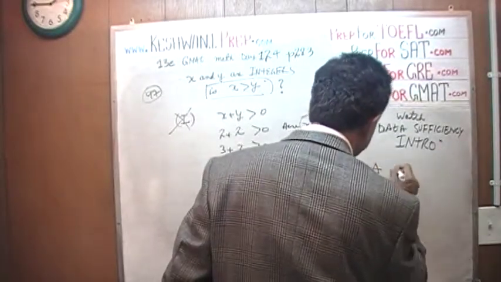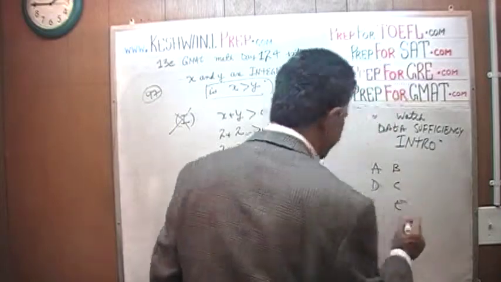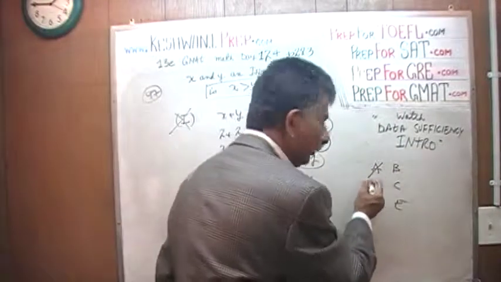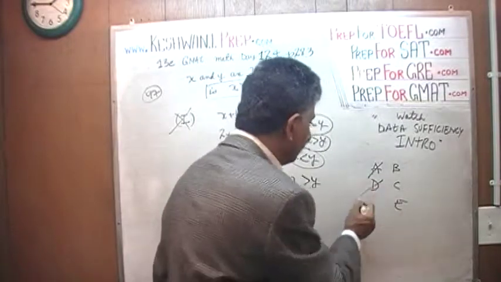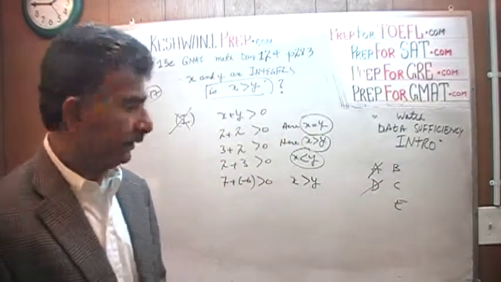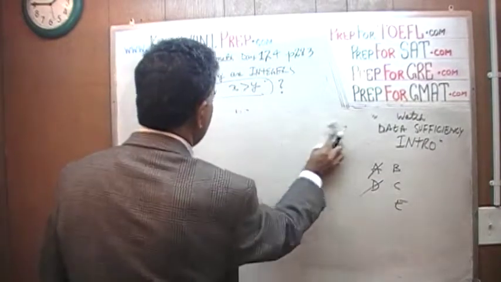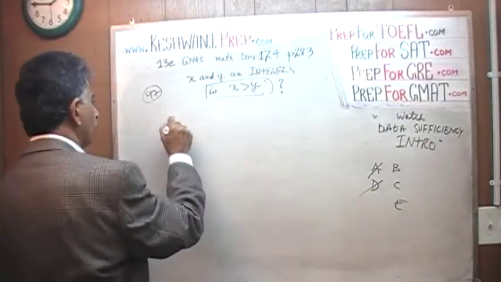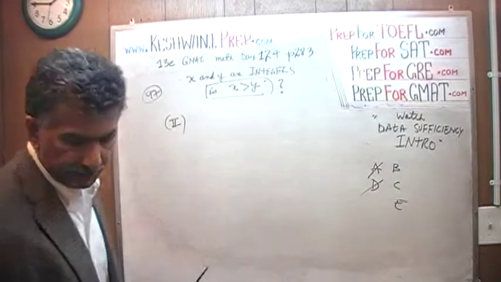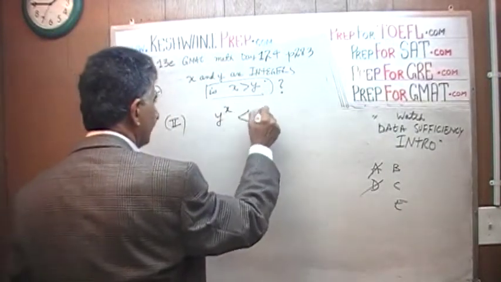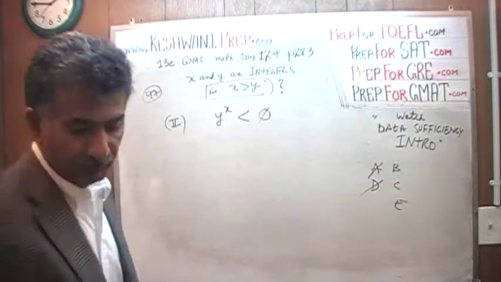A, D, B, C, E. Because the first statement by itself does not do the job, the answer cannot be A, nor can it be D. It will have to be either B, C, or E. Let's look at the second statement. In the second statement, they tell us that y raised to x is less than 0. Now we are getting someplace.